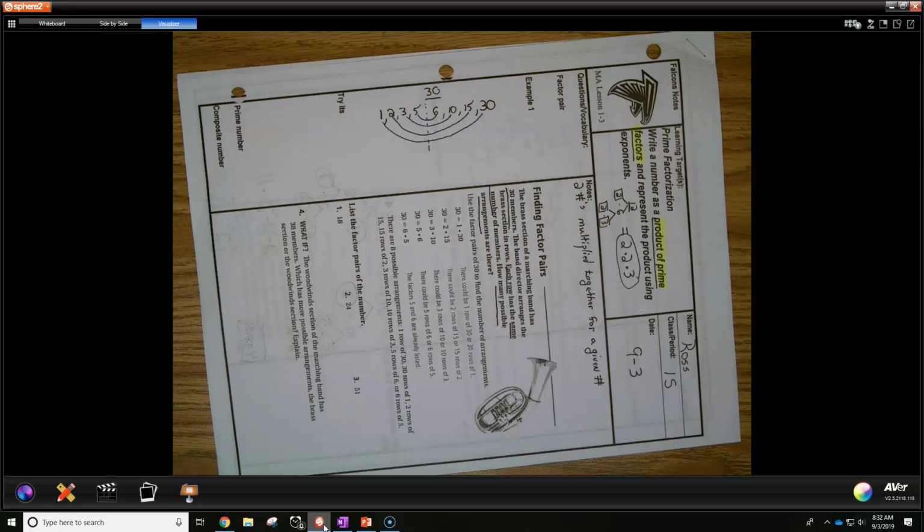Okay, let's see if you can get this one. One of the factor pairs is 2 and 9. One of the factor pairs is 3 and 6. And one of the factor pairs is 1 and 18.